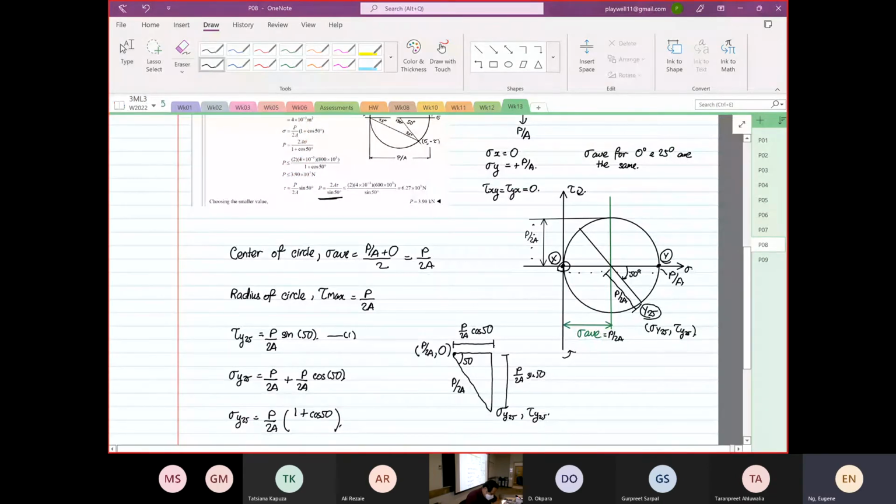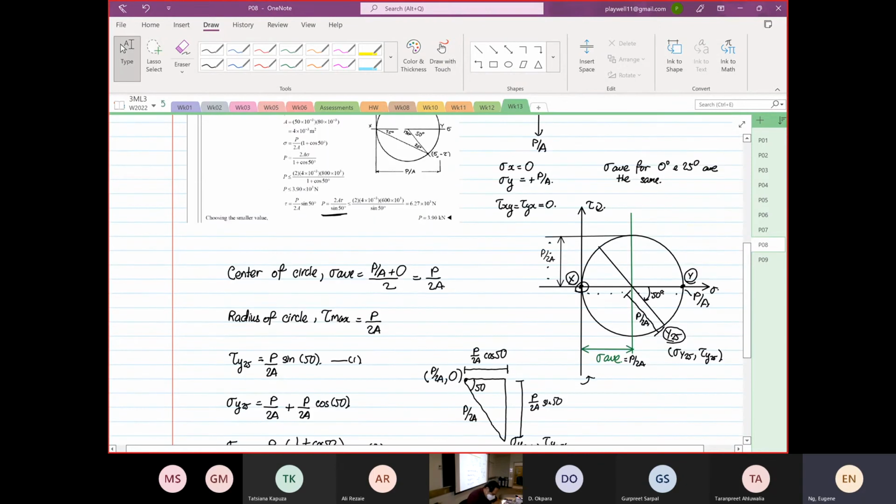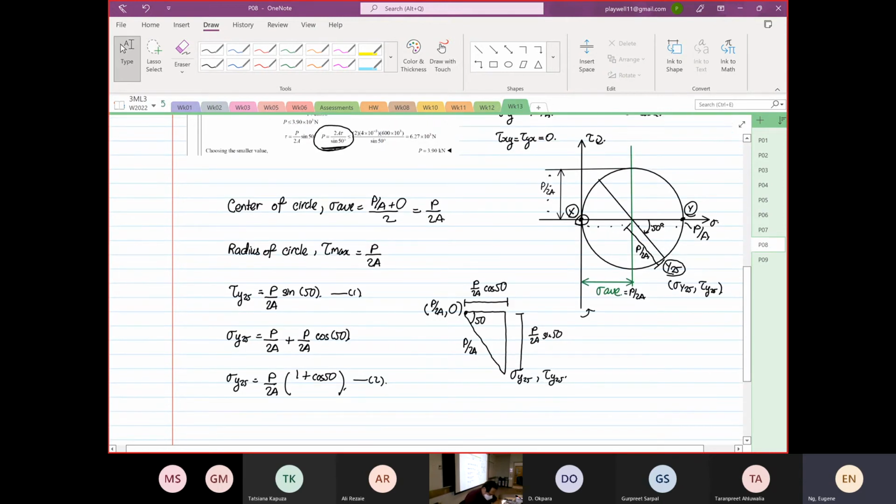If you look at the book, it is also the same. So this is our equation number 2. So this equation is the same, and the other equation is the same. We have formed this equation also. It's the same: stress equals P over 2A times (1 plus cos 50).